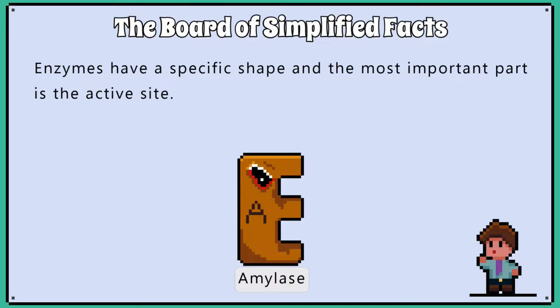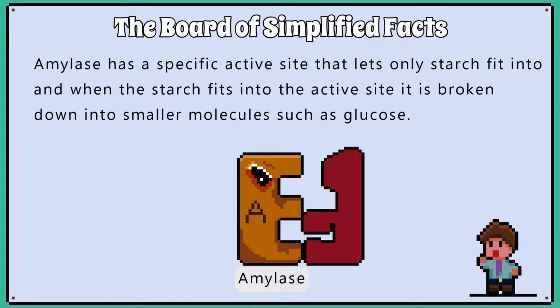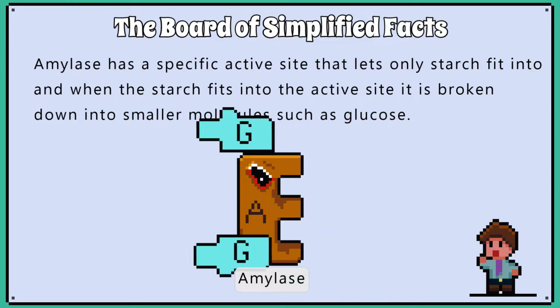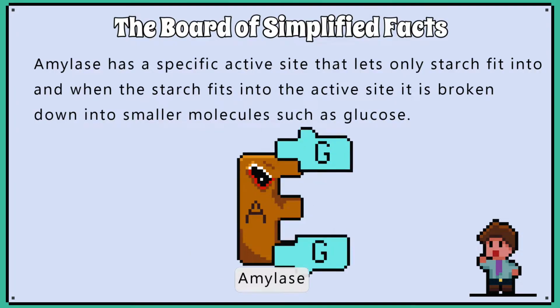Enzymes have a specific shape, and the most important part is the active site. Amylase has a specific site that only lets starch fit into it, and when the starch fits into the active site, it's broken down into smaller molecules such as glucose.